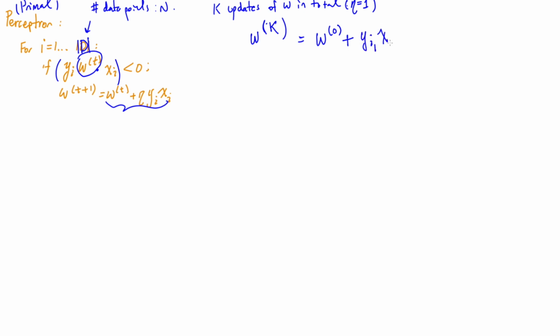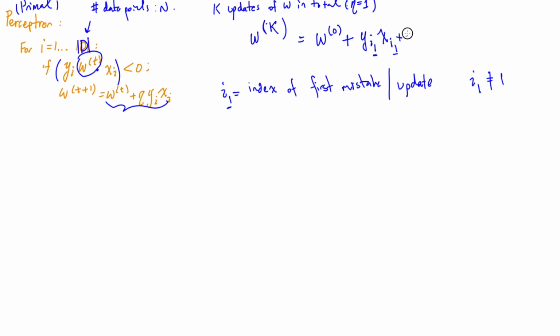yi1 xi1. So what I mean here by i1 is the index. i1 is the index of the first mistake or update. Okay, what I mean to say is that i1 may not be equal to 1, right? We might not update on the first data point that we look at. We might update on the 5th data point. So here I'm just keeping track of the fact that this is not exactly happening at the ith point, it's happening at the i1st point.